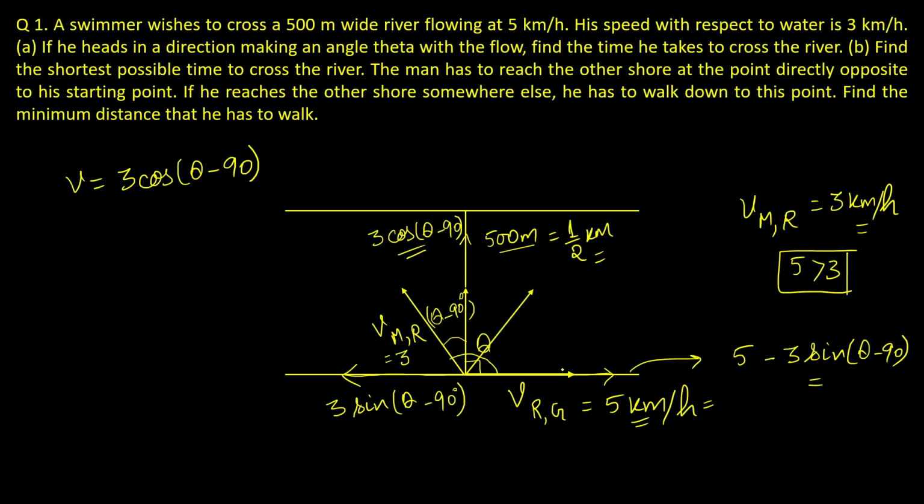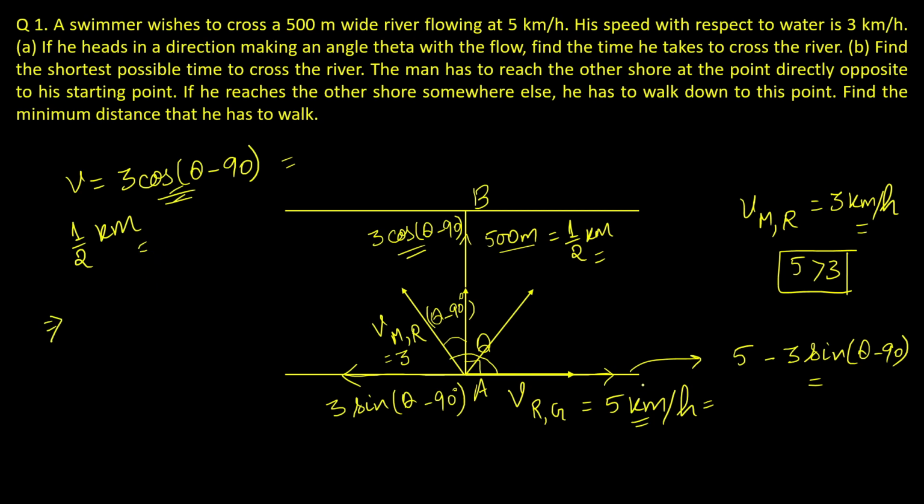So when the swimmer is moving and we are asked to find the time he takes to cross the river, then only this velocity component is responsible for the swimmer to move in the y direction, which takes him from this point, say A, to this point B. Only this velocity is responsible. And the distance from point A to point B is half kilometers. So we have the velocity, we have the distance. Let us find the time.